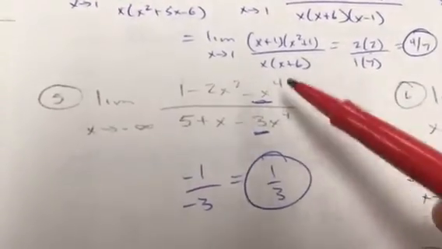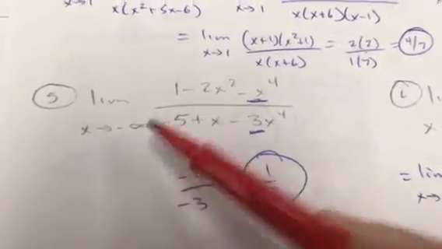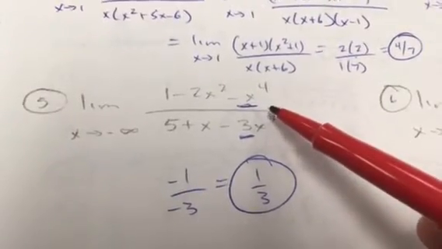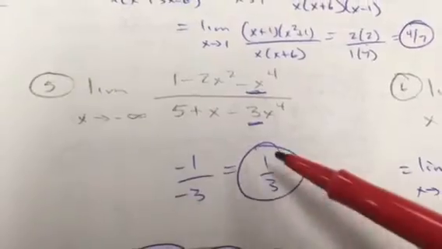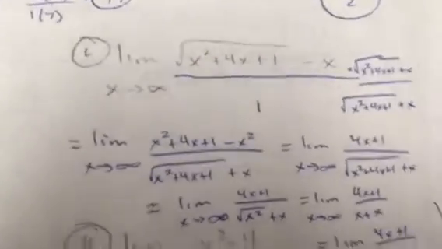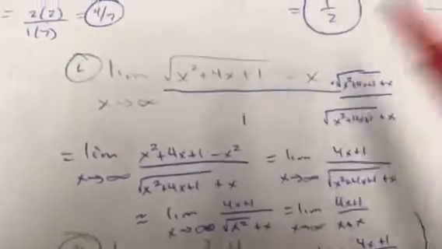Where's the highest power? It's tied. It's going towards negative infinity. Same rule as it's going to positive infinity. It's the ratio of the coefficients. -1 over -3 is 1/3. Very quick question there. This one, not as quick.